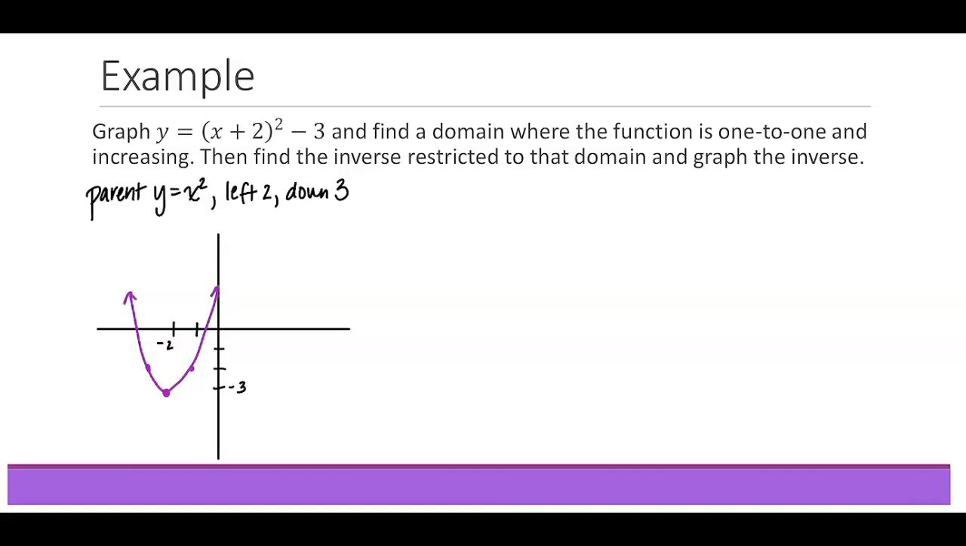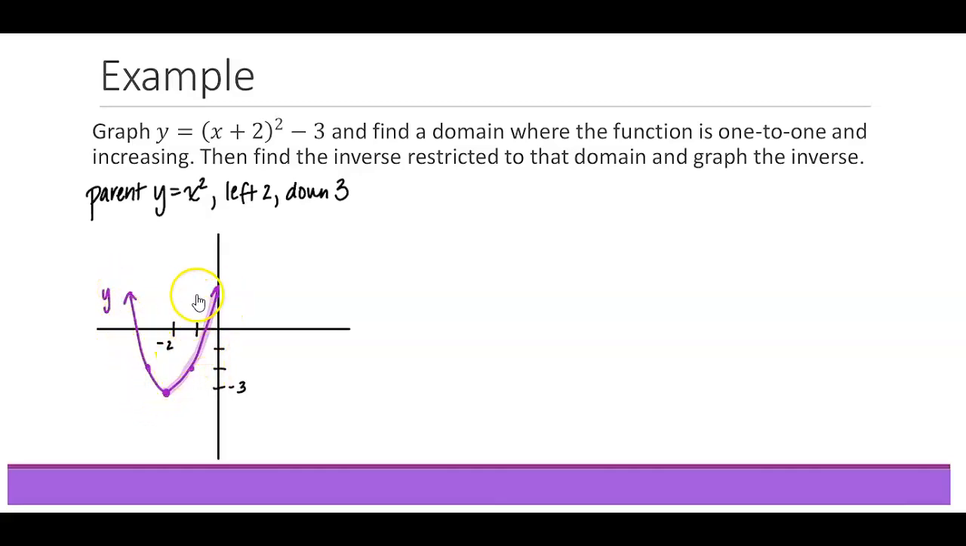Okay, so it's just a rough sketch of y equals the quantity x plus 2 squared minus 3. And I want to find a domain where the function is 1-to-1 and increasing. So the part of this graph that is increasing is going to be the right-hand side, the part to the right of -2, the right side of the vertex. That part's increasing.